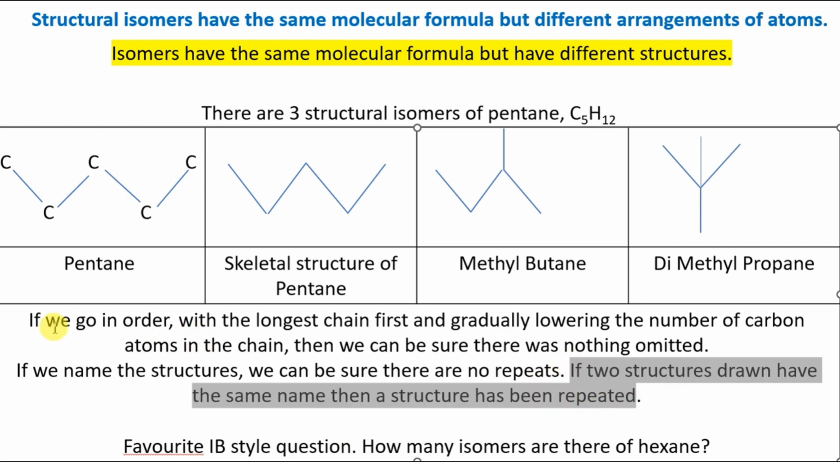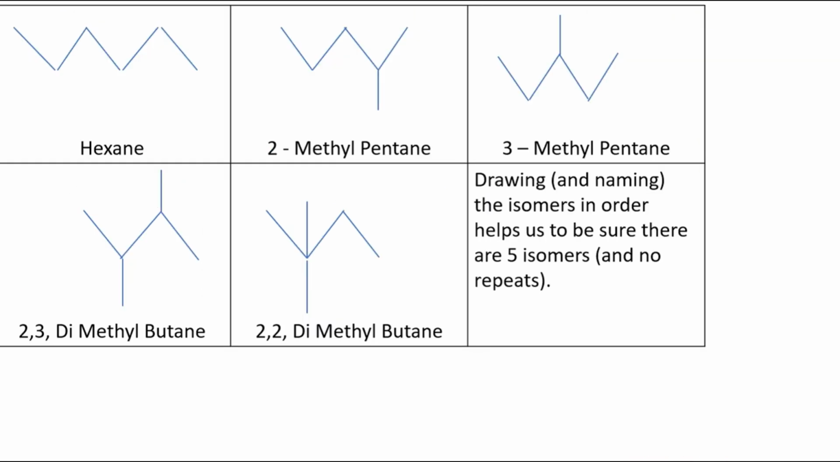That is your check. Favorite IB style question: how many isomers are there of hexane? So I begin with the skeletal formula of my straight chain of the 6 carbons present in hexane. From there, 5 carbons in a straight chain, pentane. I've got a 6th carbon to place as a side chain, 2-methylpentane, and I could have 3-methylpentane. No more possibilities for a straight chain of 5.